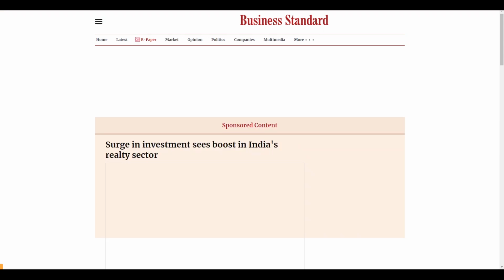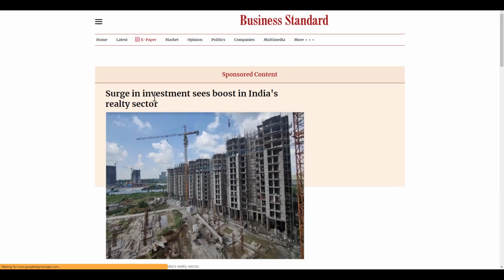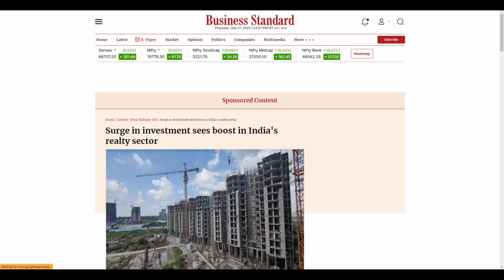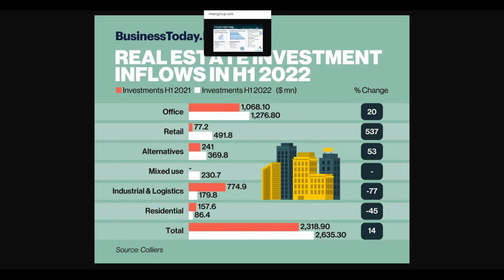What is important here is the surge in investment, seeing a boost in Indian realty. So there's a lot of positive news all around. Let's try to understand what the different avenues are, because this is where we will get a better perspective of the sector as a whole.